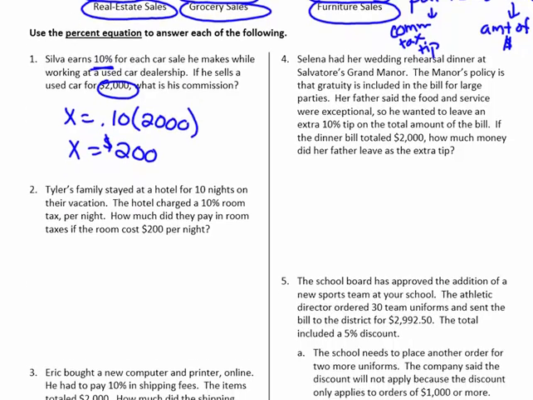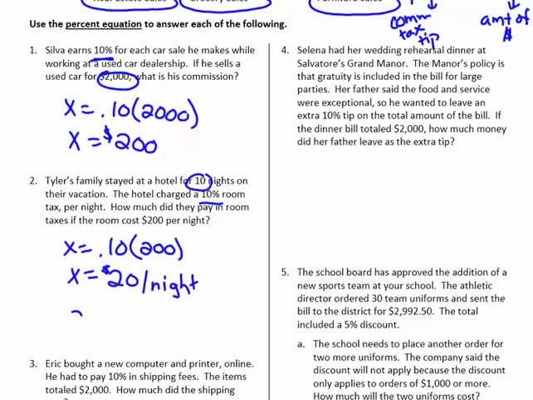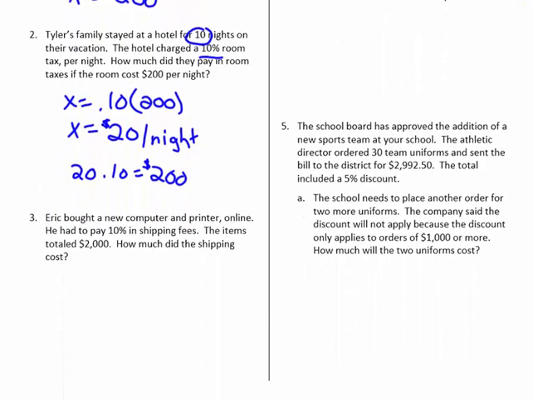All right, Tyler's family stayed at a motel for 10 nights on their vacation. The hotel charged a 10% room tax per night. How much did they pay in room taxes if the room cost $200 per night? So I'm going to figure out how much it was for one night. So I'm looking for the part. X equals 0.10 times $200. So for each night, it was $20. So if they stayed for 10 nights, 20 times 10 is $200 in room fees. You're going to see the same answers over and over again.